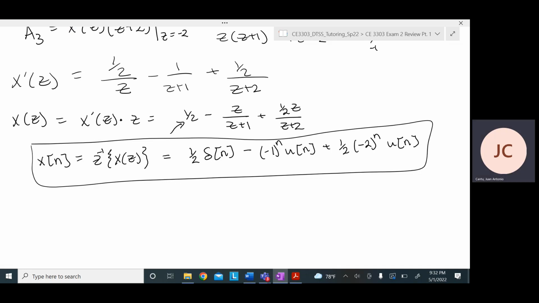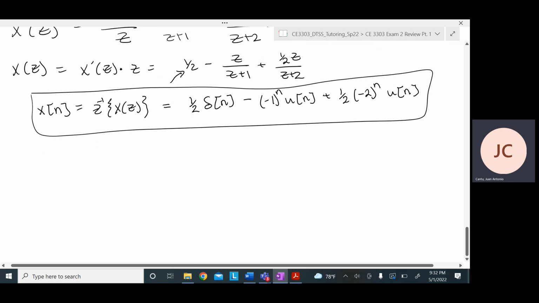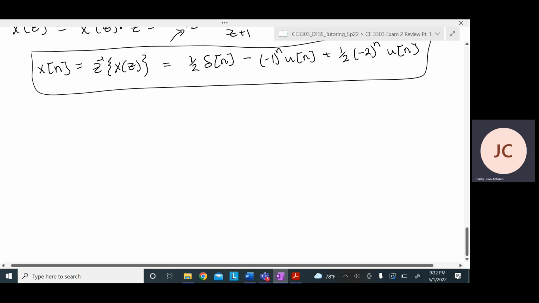And now there's two other caveats to the inverse Z transform. The first being repeated poles. So let me see if I can find an example on that one.